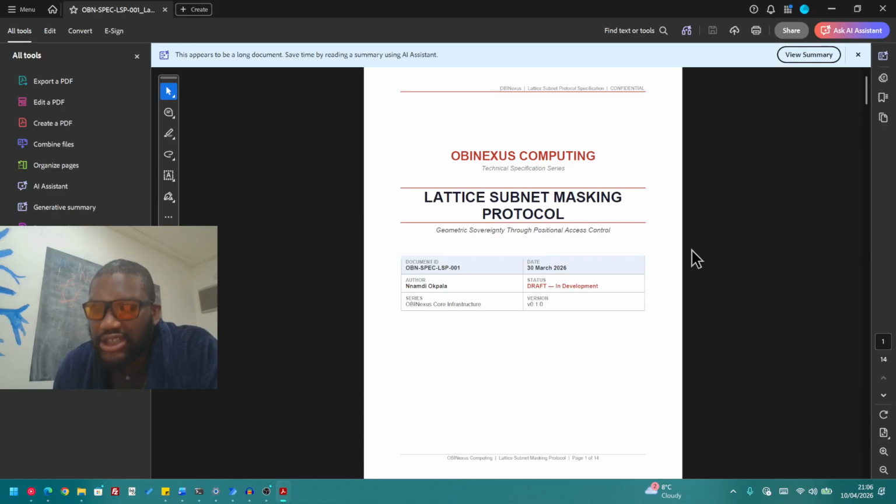So the subnet mask allows no one to connect to that lattice while something is taking off, while the drone is in flight. So the lattice subnet masking protocol is one protocol invented for potential access control in the topology. Like, your Wi-Fi can't connect to the system because the subnet is not allowed. The subnet mask has been eradicated, because you cannot connect to a system that knows directly how to connect.